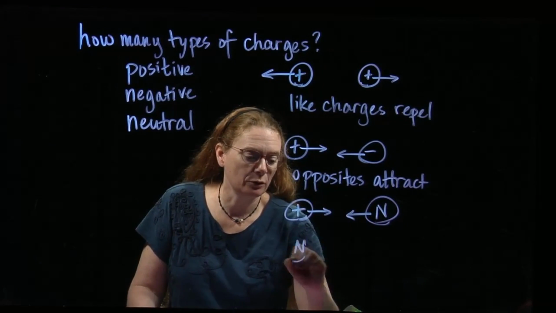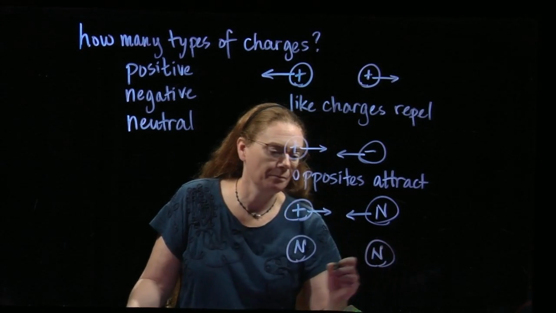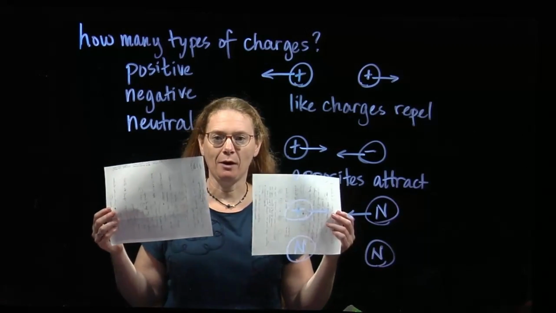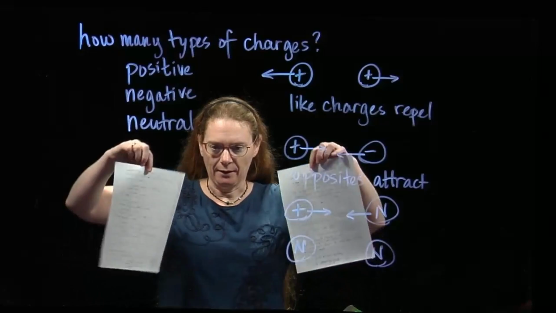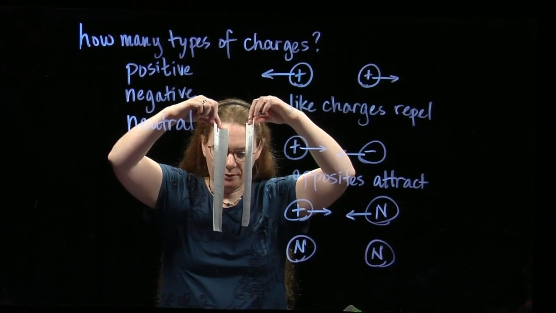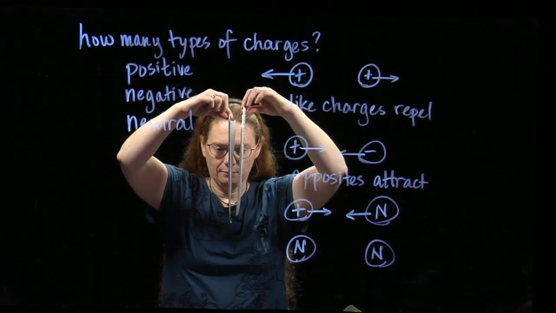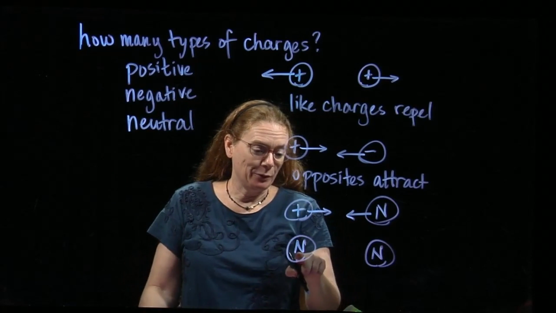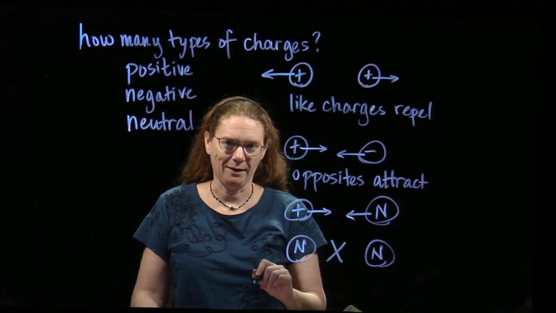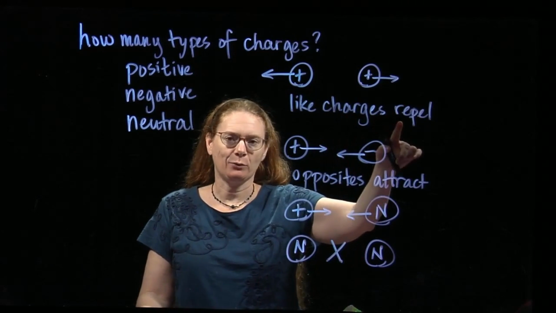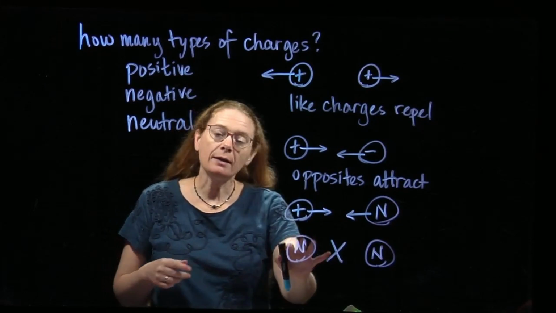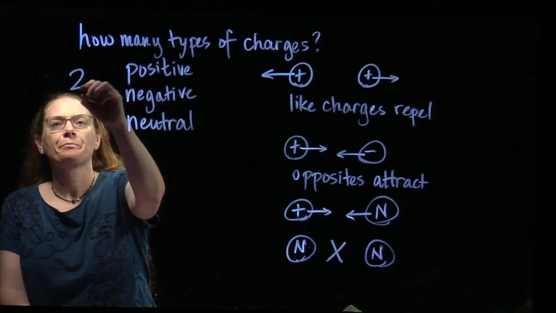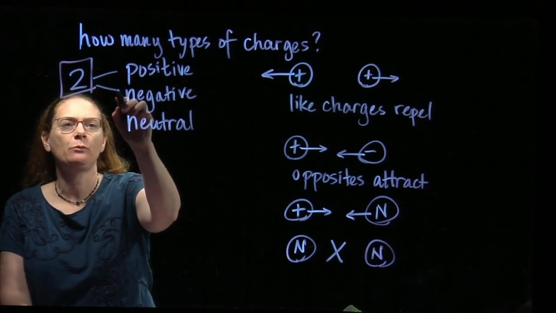What happens if we take a neutral object and a neutral object? Okay, you can do this. These pieces of paper are neutral. They're not charged at all. And when I bring them close to each other, what happens? Do they attract? Do they repel? I'm not seeing anything because there's nothing. So what happens with a neutral and a neutral? Nothing's happening. We do not have like charges repel. And so neutral isn't a separate type of charge. We only have two charges. We have positive and we have negative.